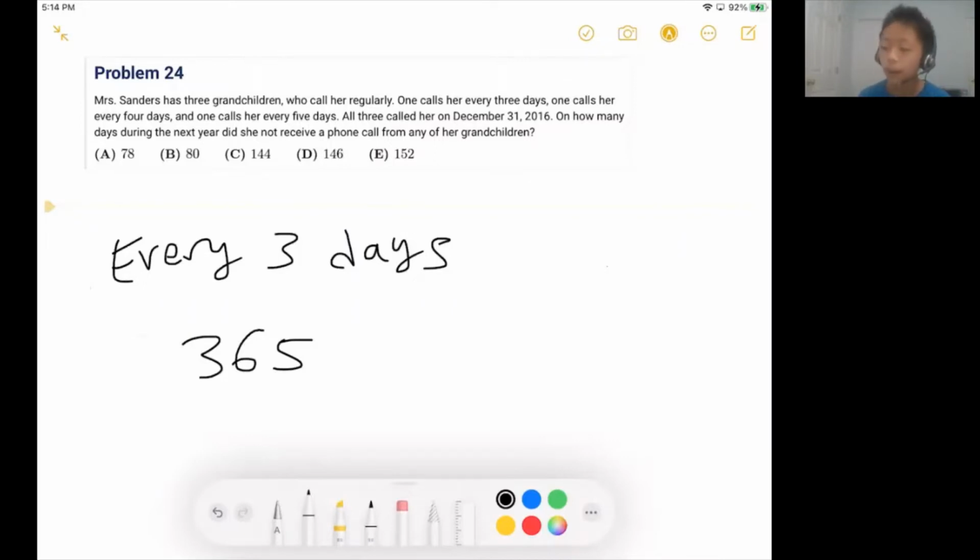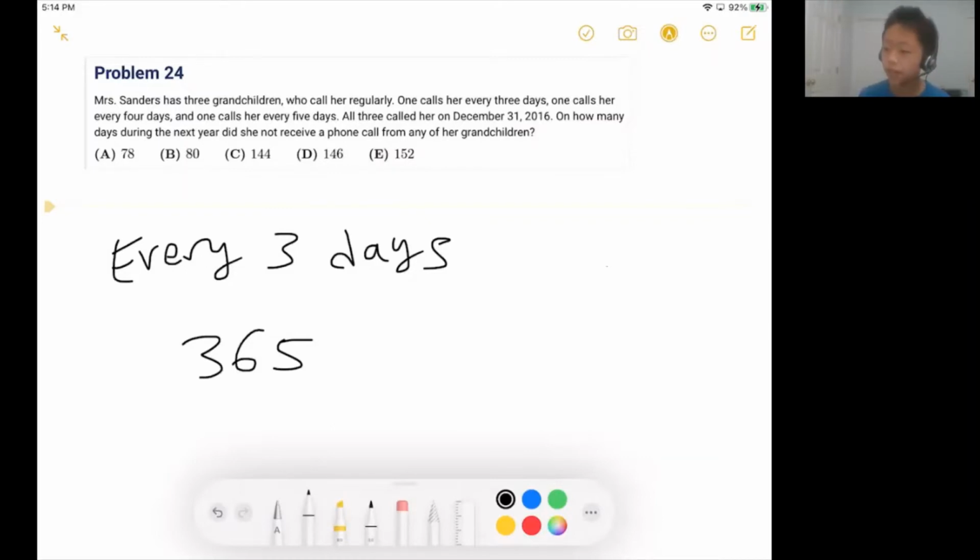The question asks, on how many days during the next year did she not receive a phone call from any of her grandchildren? So we're also going to do something called complementary counting, which is counting what we don't want and subtracting it from the total number of possibilities. Instead of finding the number of days she did not receive any phone calls, we can find the number of days she received at least one phone call and subtract that from 365. We'll see why this is helpful in a minute.